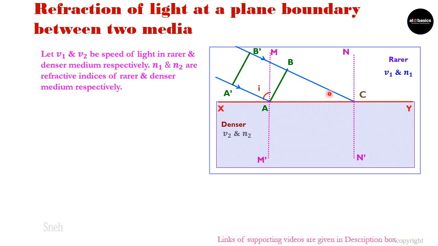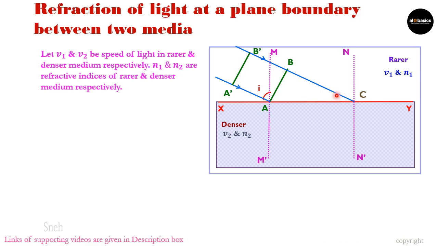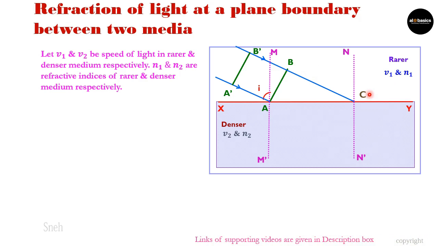Then this distance BC is V1t, because its speed in this medium is V1. So distance BC is V1t. Now when B comes to the point C, what about A? A will also travel further. According to Huygens' principle, each and every point on this wavefront AB acts as a secondary source of light. So A is a secondary source. Similarly, B is a secondary source, and all other points lying between A and B are nothing but secondary sources.